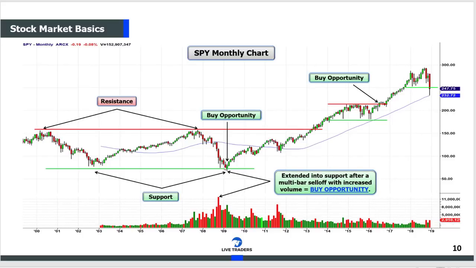Okay, where did we bounce? Roughly in the same area we bounced in 02, 03. Roughly, give or take $10, okay? We stopped in the same area we did previously, and we bounced in the same area we did previously. And then from then, it's been a huge move higher, okay? So you look at this, and you go, wow, human beings really are very consistent creatures, aren't we?